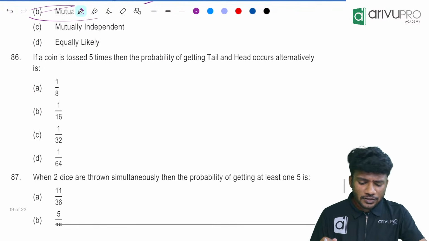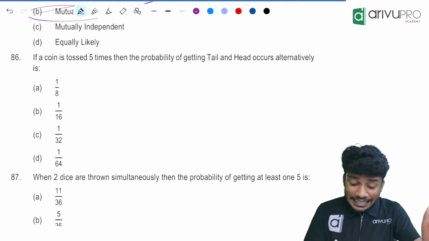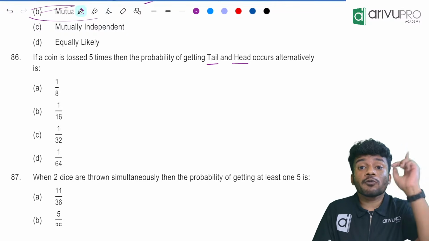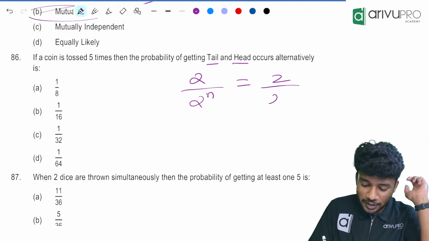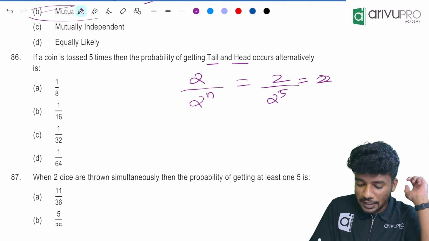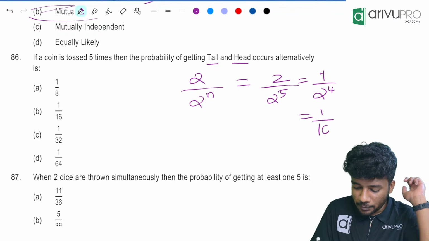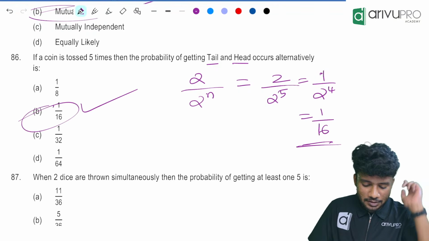Then, a coin is tossed 5 times. Probability of getting head and tail alternatively. What was the shortcut? 2 divided by 2 raised to n. That is 2 divided by 2 raised to 5, that is 1 divided by 2 raised to 4. Answer is 1 by 16. Option B is the answer.